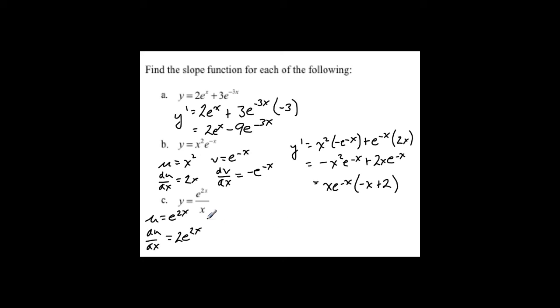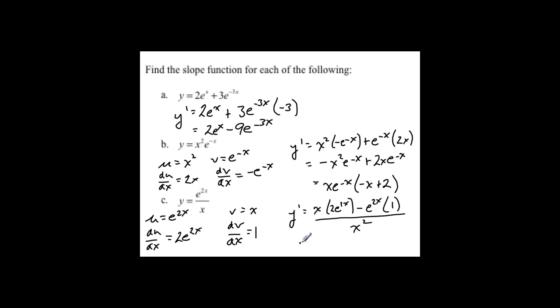All right? And we let v be equal to the denominator. So v is equal to x. So then, therefore, we have dv dx is equal to 1. Now, to apply the quotient rule, we look to our formula booklet, and we can see that we start with the denominator v, so it's x, times the derivative of u, 2e to the 2x, minus u, which is e to the 2x, times the derivative of v, which is 1, all divided by the denominator squared, x squared.